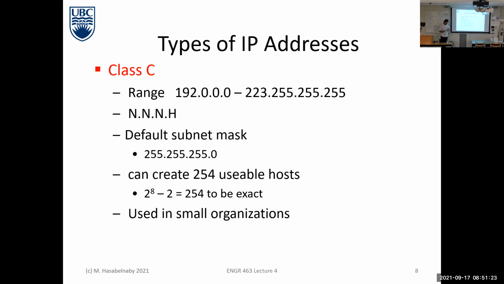And the last one, class C. We reserve the first 3 octets for the network part, and only the 4th octet for the host part. So here, how many bits? 8. The number of devices we can serve using one IP range from class C is 2 power 8 minus 2, so it will be 254. So we can use it in small organizations.